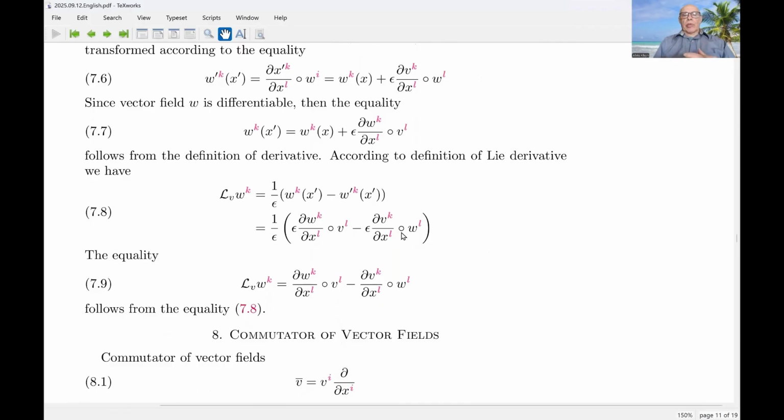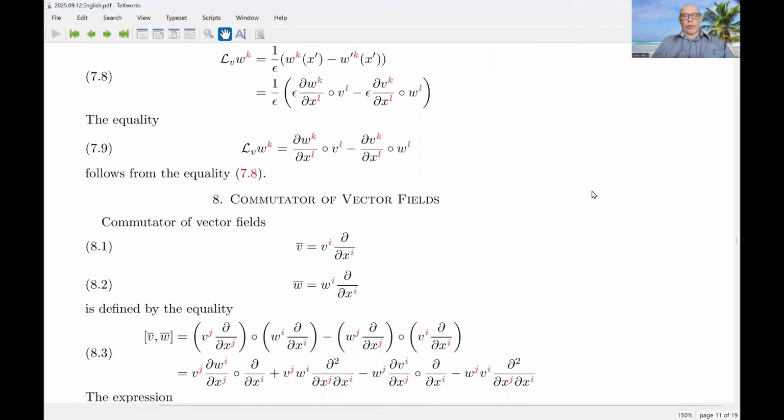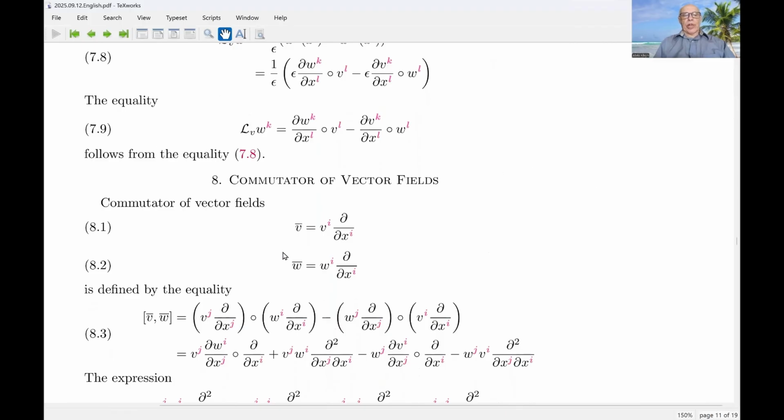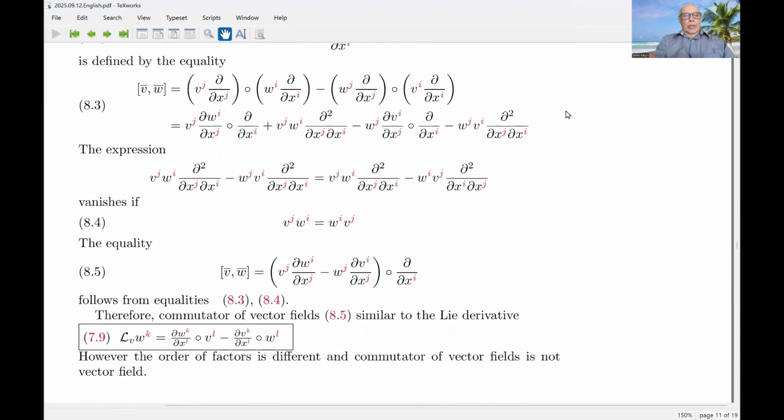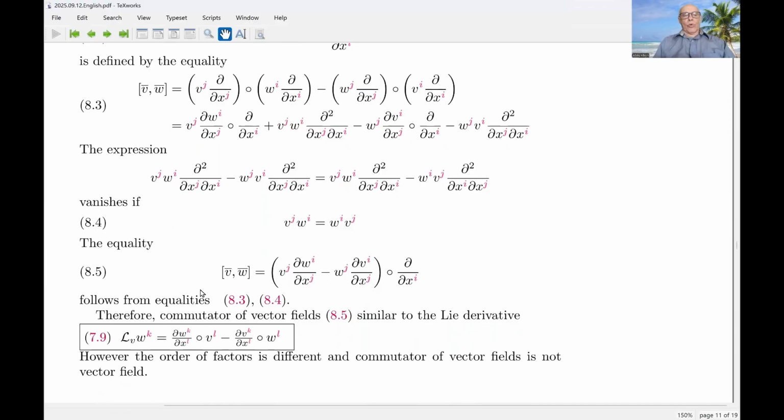In commutative algebra, the Lie derivative of a vector field coincides with the commutator. So we consider also the commutator of vector fields. The commutator of vector fields A.1 and A.2 is defined by equality A.3. From this equality follows equality A.5. Therefore, the commutator of vector fields A.5 is similar to the Lie derivative 7.9. However, the order of factors is different, and the commutator of vector fields is not a vector field.